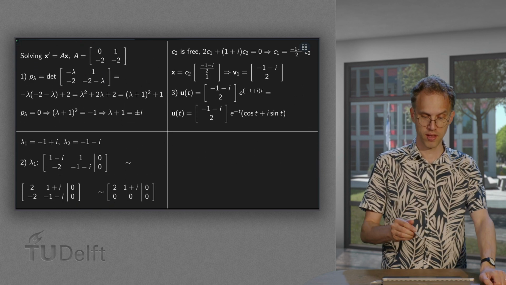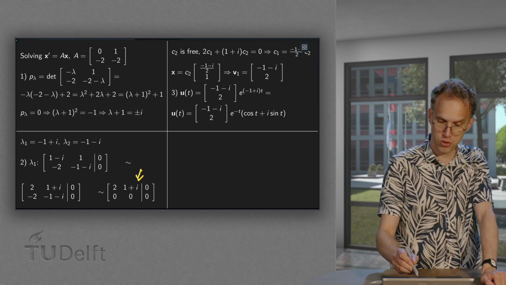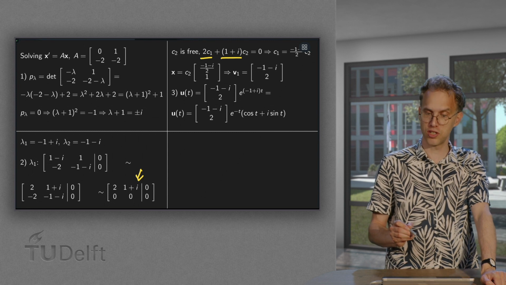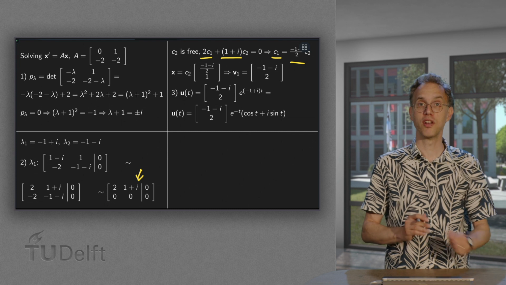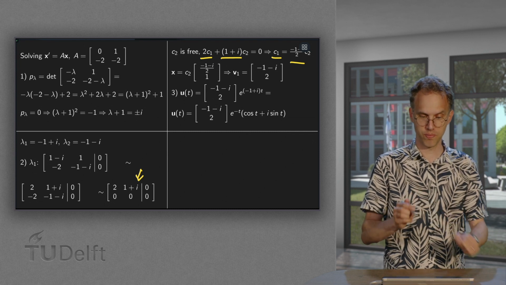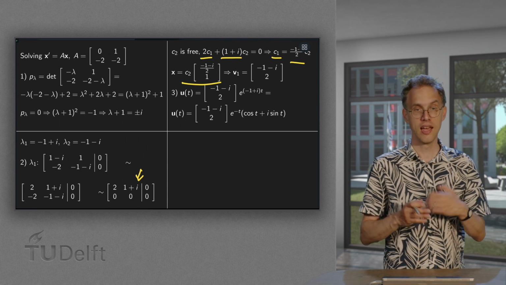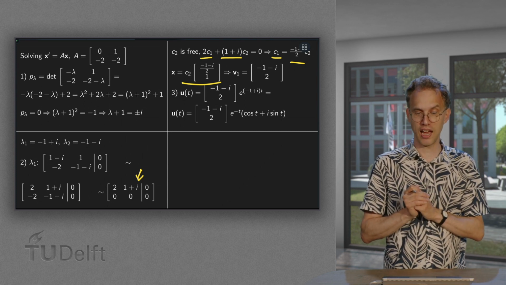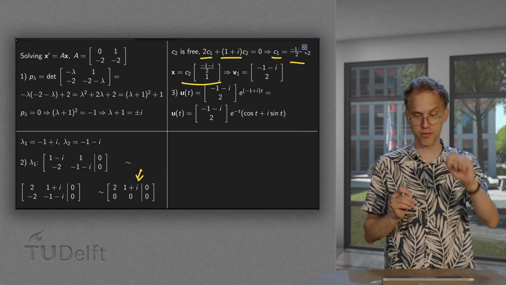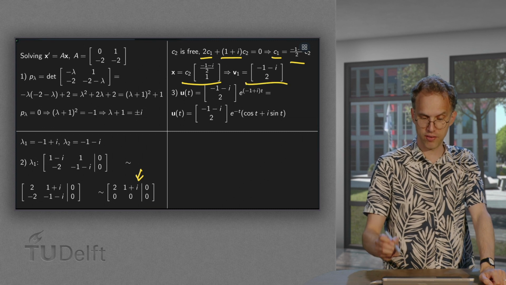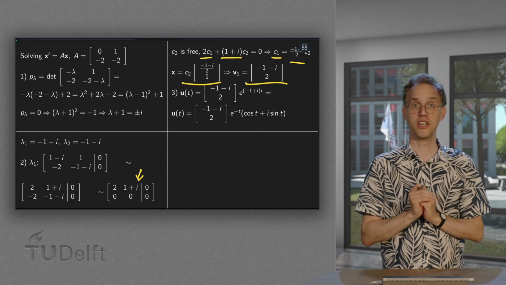On to solving. We know c2 equals c2, and the first equation gives us 2c1 plus (1 plus i) times c2 equals 0, or solving for c1, we get c1 equals minus (1 plus i) over 2 times c2. Put it in a vector, so here we have our x, our solution vector. Then we can pick any c2 we like. In this case, I like to pick c2 equals 2 in order to get rid of the fraction. So here we have our eigenvector v1.